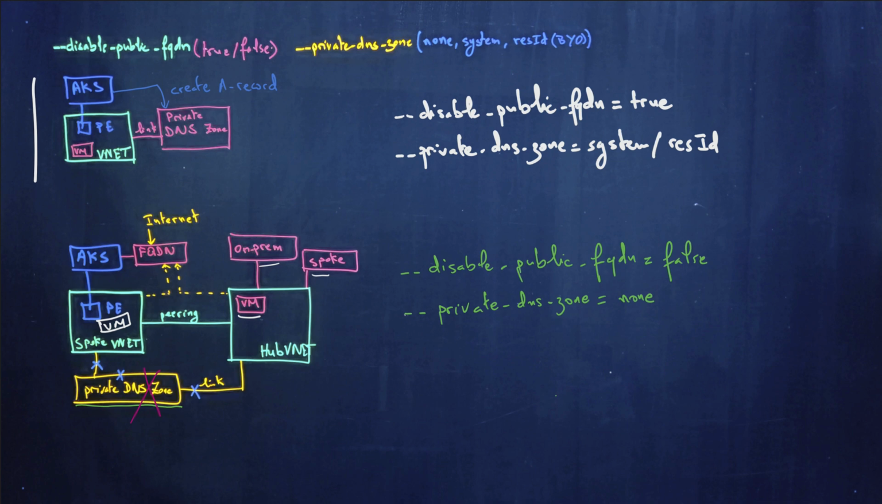And by setting disable public FQDN to false, the FQDN of the control plane of the cluster will be resolved not through that private DNS zone, because it's not created, but through Azure DNS. So within Azure DNS, we will have a record that is the FQDN of our cluster that will point to the private IP of our cluster. And this FQDN will be resolvable publicly from the internet. This means that our virtual networks, including the hub and the spoke, will be able to resolve that FQDN publicly to get that private IP to access the control plane of the cluster.